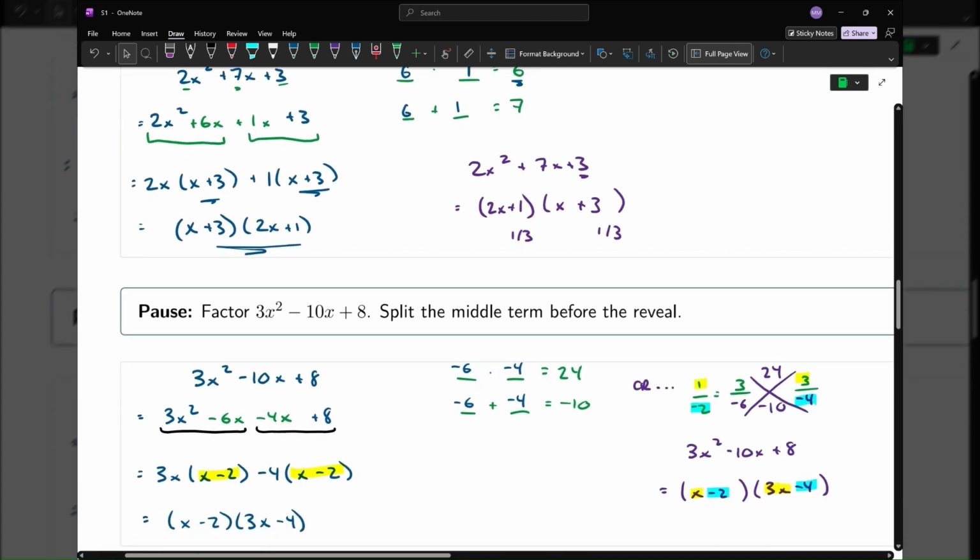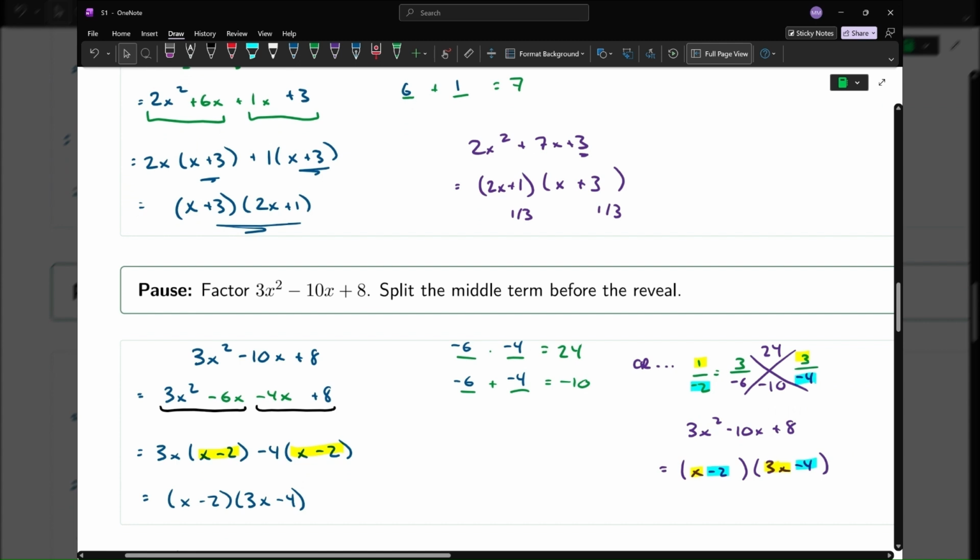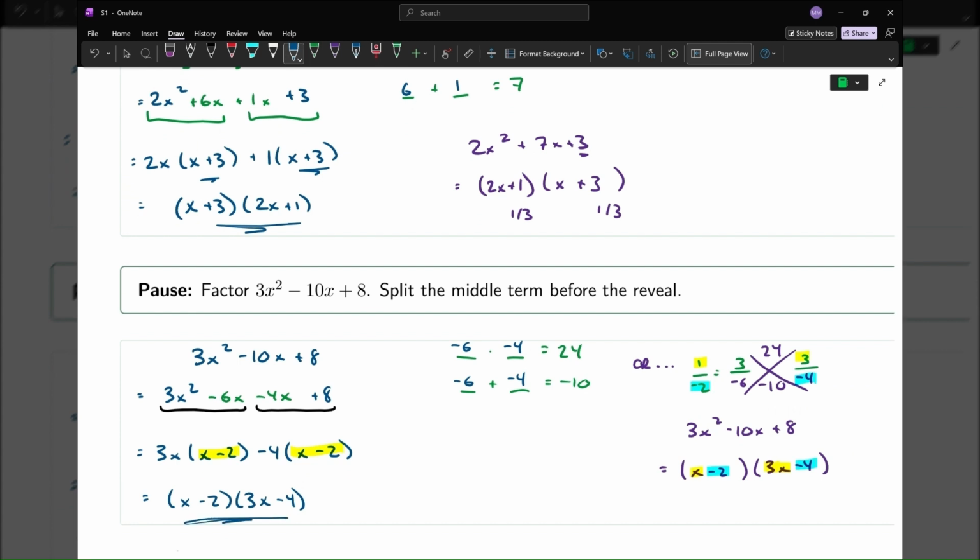Okay. Here, this one is done out. So you can see ultimately the answer is x minus 2 times 3x minus 4. On the right there, I did a little crisscross method, a little shortcut. I won't talk too much about it, but it does work. And again, just be able to factor these, right? And remember, if you ever want to expand them, you can expand them with the distributive property.